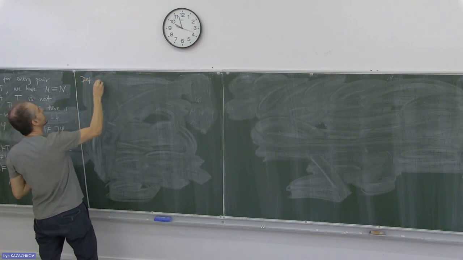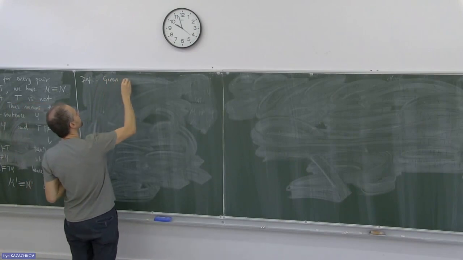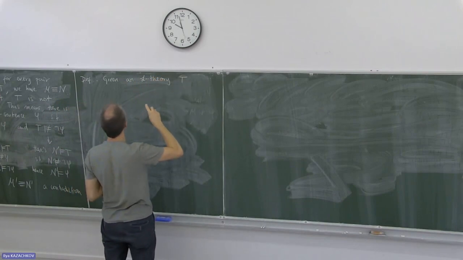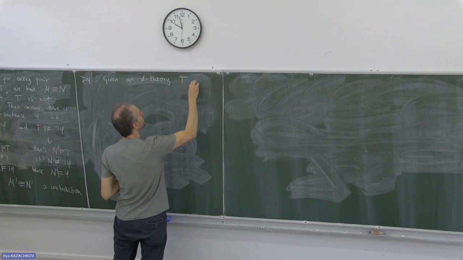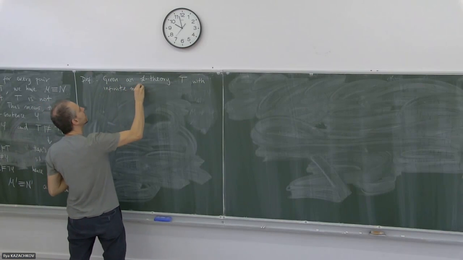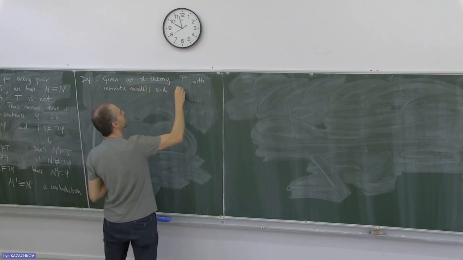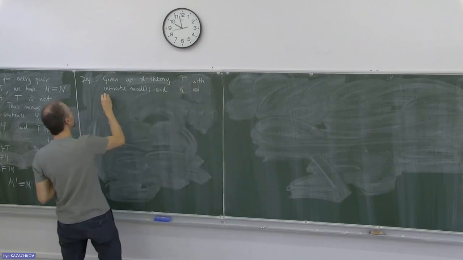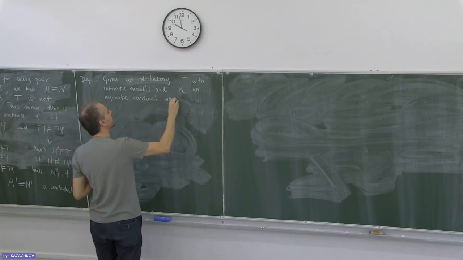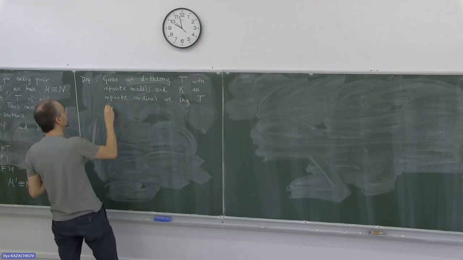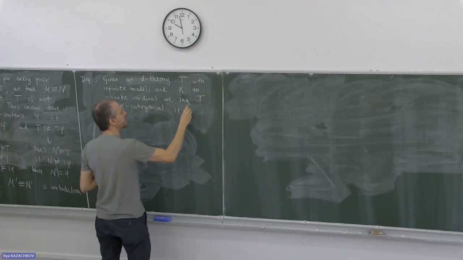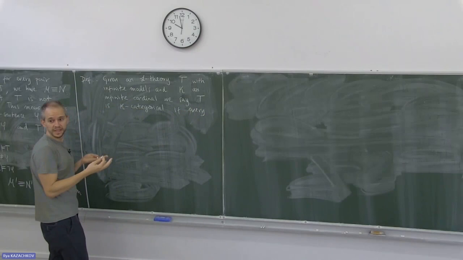So this is the definition. Given an L-theory T with infinite models, and kappa an infinite cardinal, we say T is kappa-categorical if every two models of T of cardinality kappa are isomorphic.